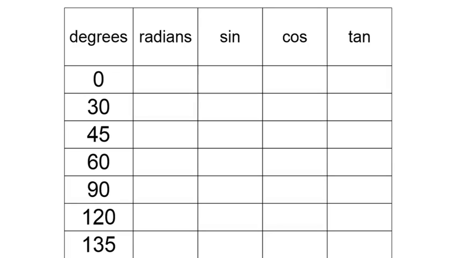In this video, I'm going to go through the patterns and systems to fill in the trig chart, focusing especially on the radians, sine, cosine, and tangent columns. Usually you are given the degree column, although you should be able to fill that in yourself as well, as long as you know the patterns to start from 0 and add 30, 15, 15, 30, 30, 15, 15, 30, 30, etc.